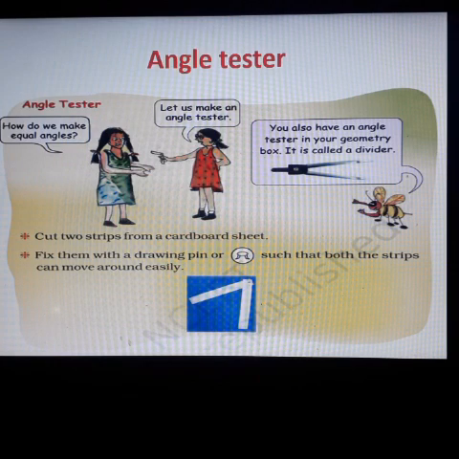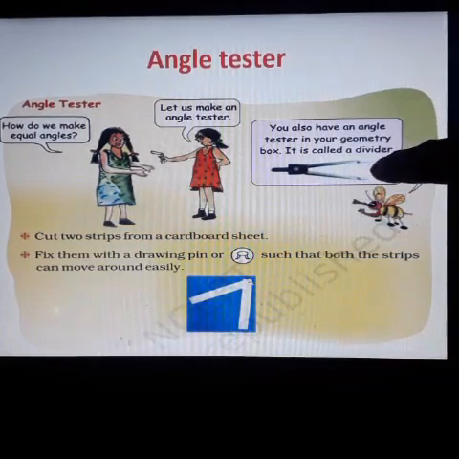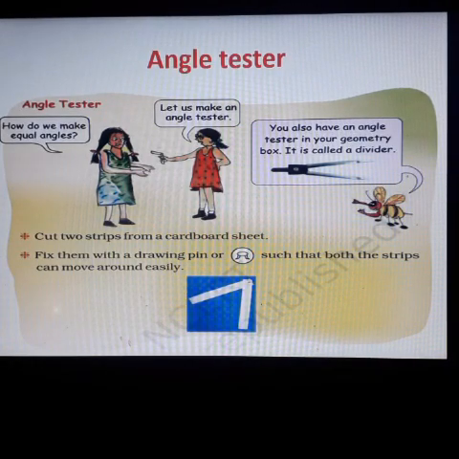What is the use of angle tester? How can we measure an angle with an angle tester? How to make an angle tester? Here you can see in the picture, it is called a divider. You can see here this is a divider picture. With the help of this you can measure angles of any object. Let's see how to make an angle tester.